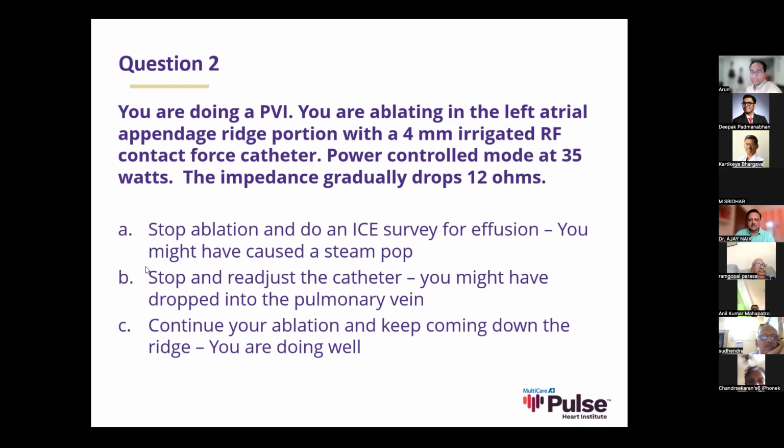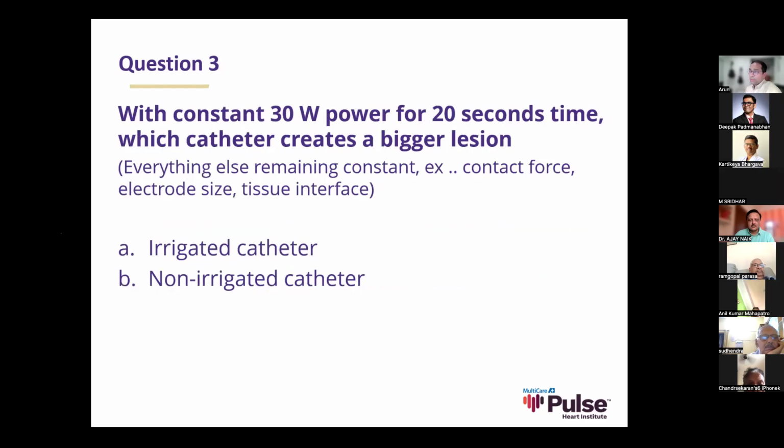Okay, I'm going to end the poll. We have about 34-35% participation. These are the results. So there's a split between choice 2 and choice 3. The answer is choice C actually, choice 3. Continue your ablation and keep coming down the ridge. You're doing well. We will talk about this too. Next question.